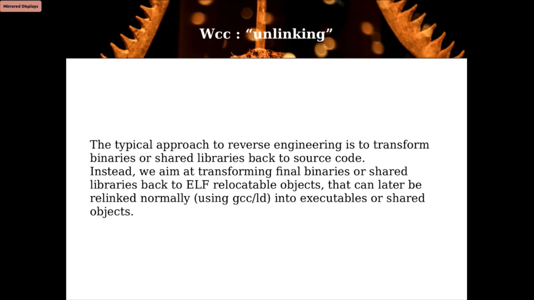So the idea already was to take a binary and transform it back into a shared library. How about we take a binary and we transform it back into relocatable object files, which is the typical output of a compiler before the linking process. The benefit of this is even if I don't have the source code, basically if I can come back to relocatable files, I can reuse any function in there and link it into my own projects.